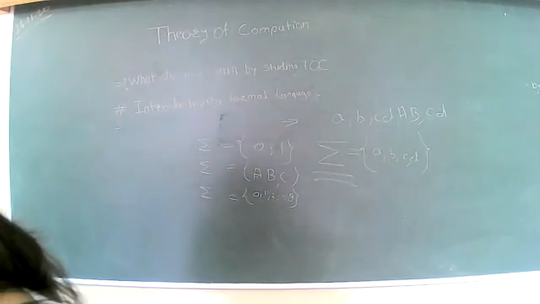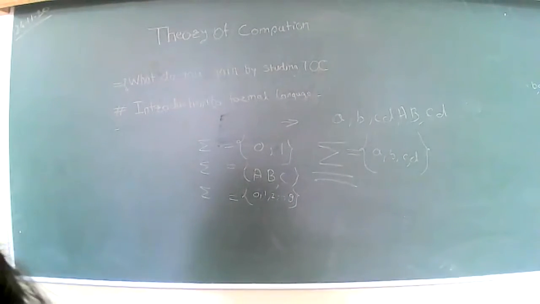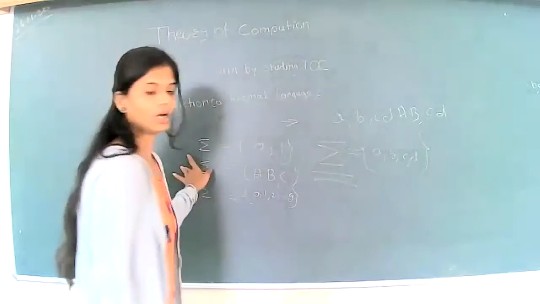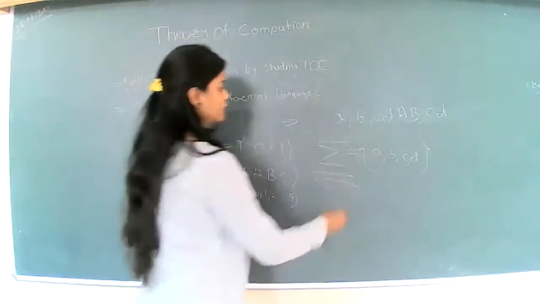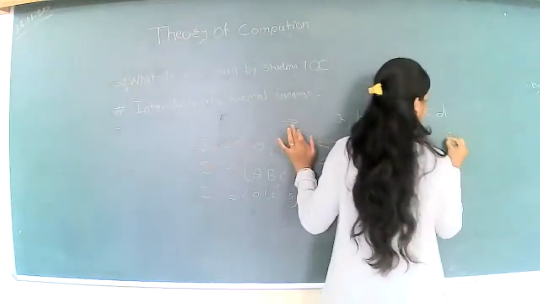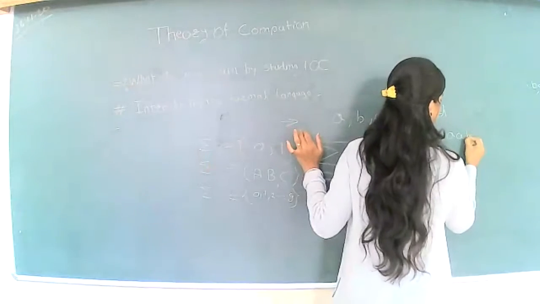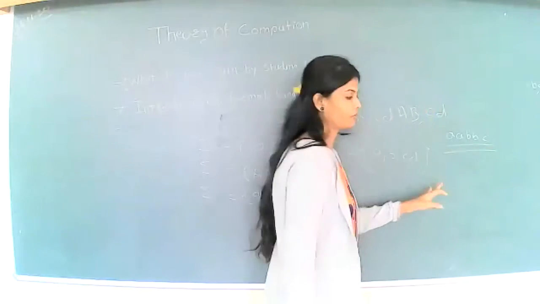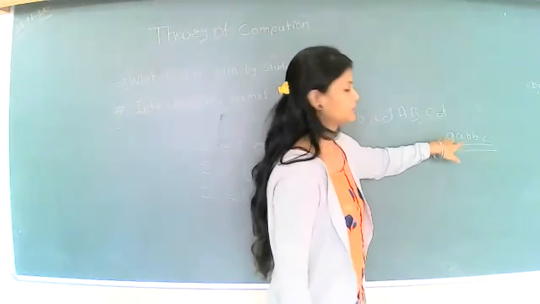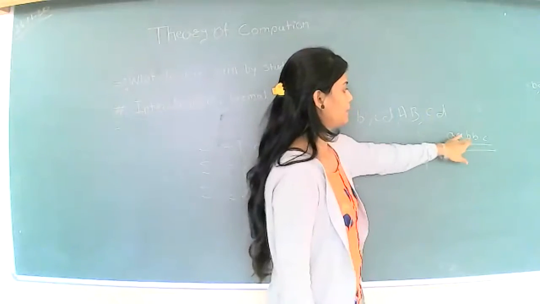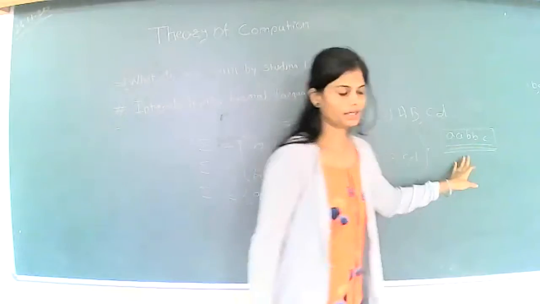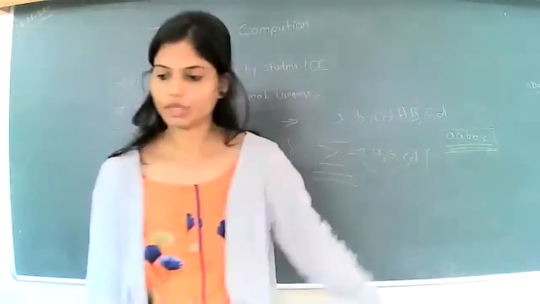Now we look into strings. A finite sequence of symbols is a string. Like this: A, B, B, C. This is a string which is complete, a finite sequence. But A, A, B, B, C, D, and so on, we won't complete the finite set of symbols. This is called a string.